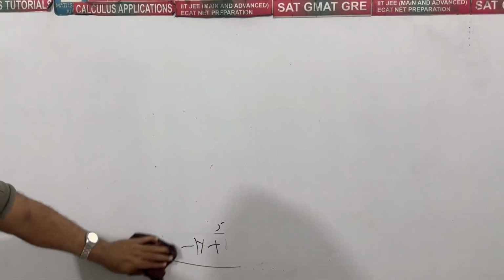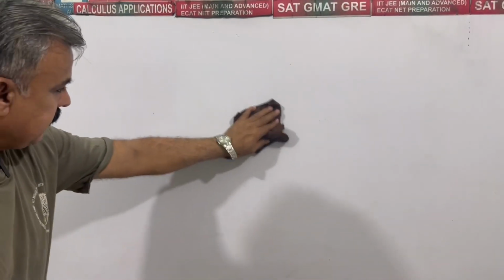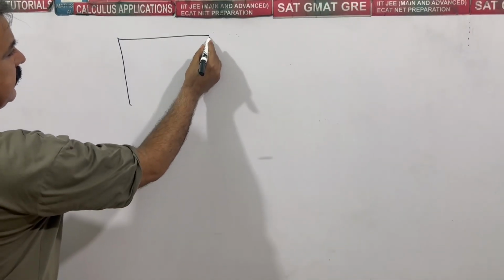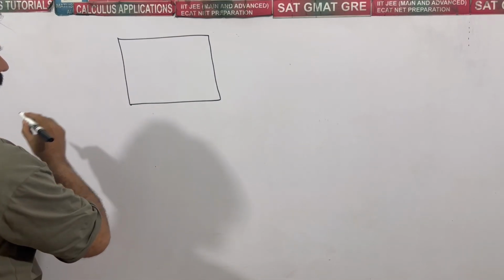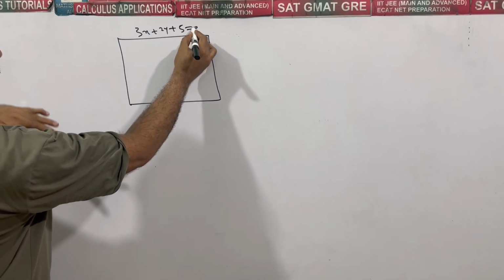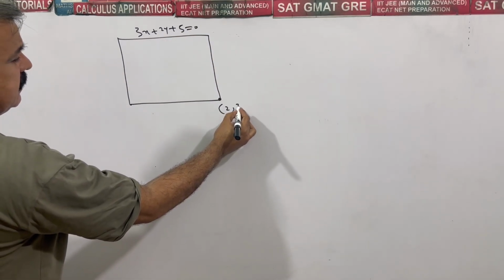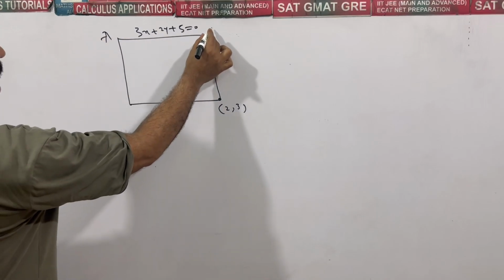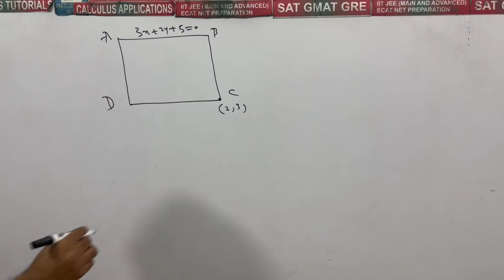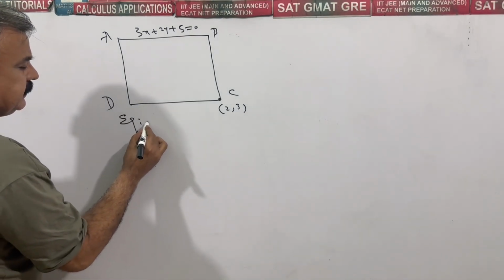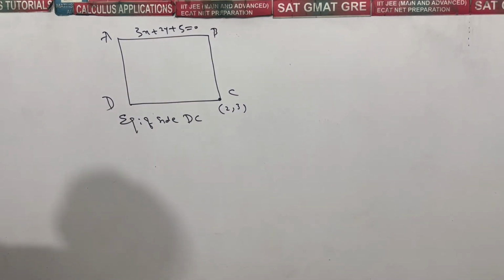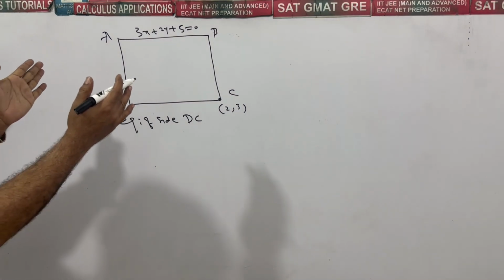Moving one step further, let's see and find out. Suppose we are given a rectangle or a square. Let me draw a rectangle for you. The equation of this side is 3x plus 2y plus 5 is equal to 0, and we are given a point here, 2, 3. Let me name the vertices A, B, C, D. Now we are asked to find the equation of side DC.